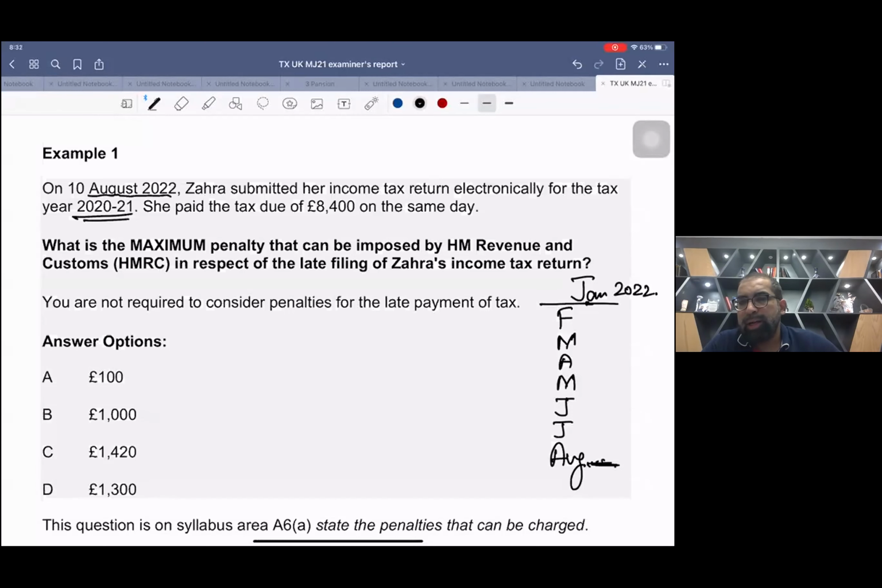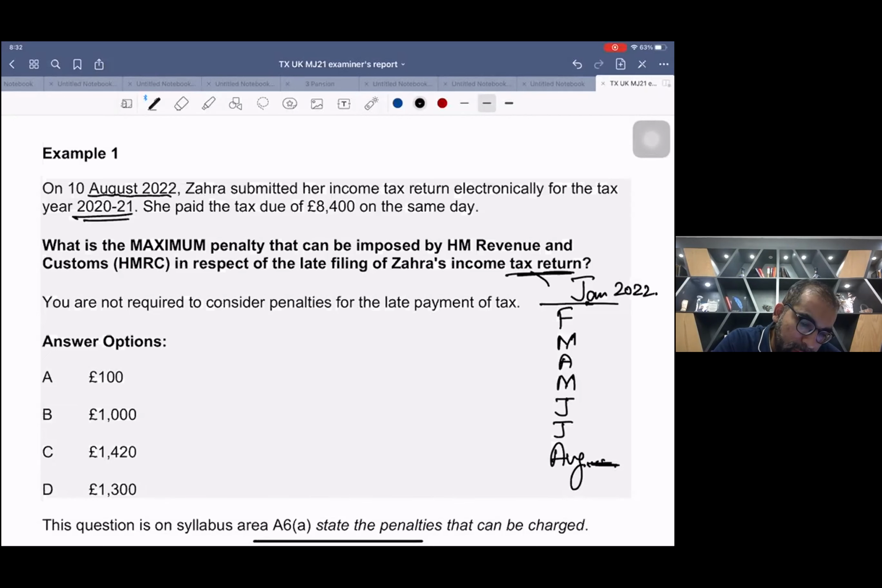Now, they are only asking you the penalty for the return. They are not asking you the penalty for tax. They are asking you the penalty for the tax return. This is the biggest issue. You guys don't read the requirement. Pause yourself and read the requirement properly. Requirement is everything.